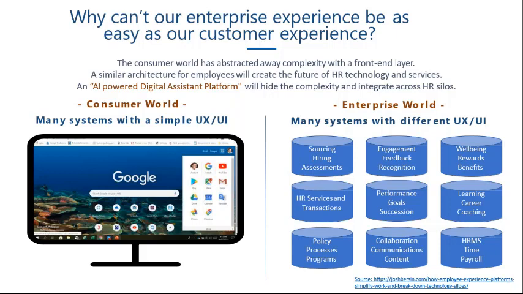While in the enterprise world, as you can see on the right side of the slide, we do have many different interfaces, which creates a lot of problems and delays from the employee's perspective. Just from a perspective of accessing HRMS, time and role, which is a very simple type of processing, HR services, transactions, sourcing, hiring, assessment, and so on, you can name it. There are just nine examples. Each one of those is usually a sophisticated platform that has to be navigated.